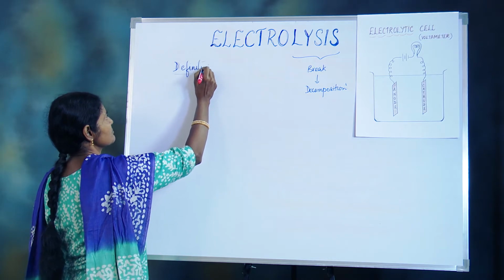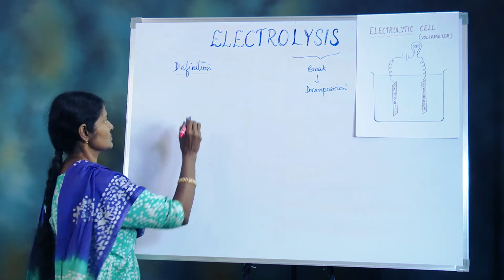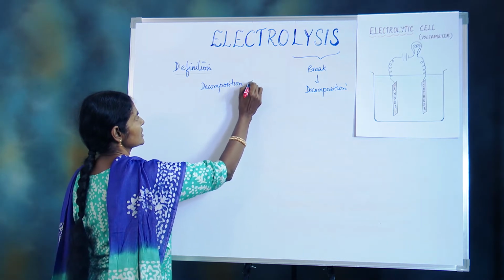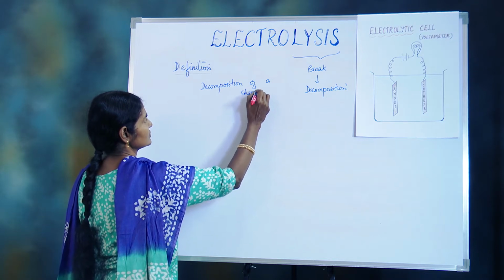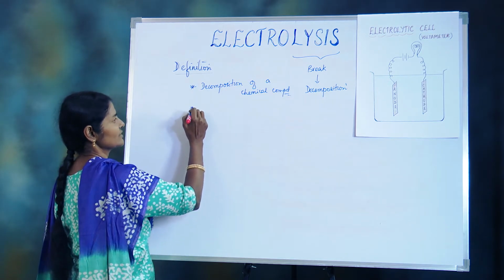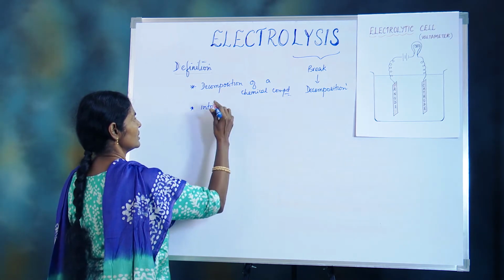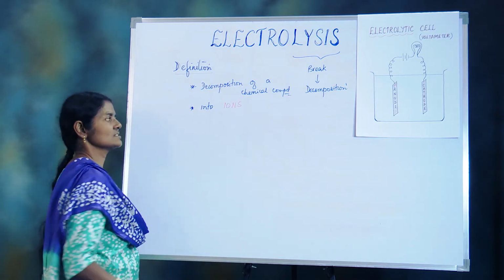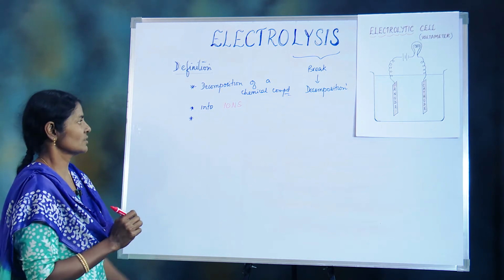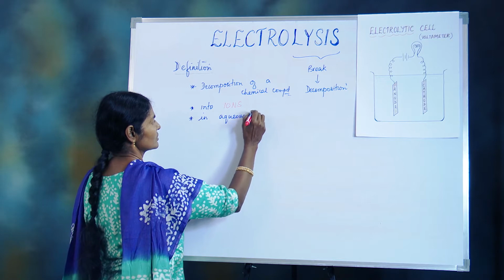This definition is made of 5 parts. The first one that we already saw is the decomposition of a chemical compound. The second one, what is it breaking down into? It is breaking down into ions. The third one, in what state should it be in order to break down? It should be in aqueous or molten state.